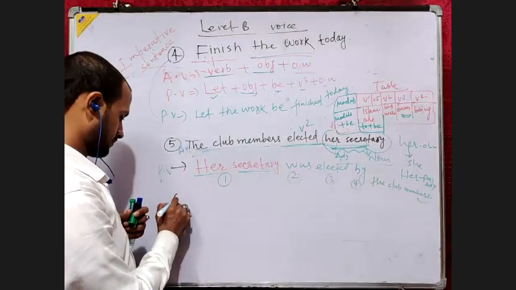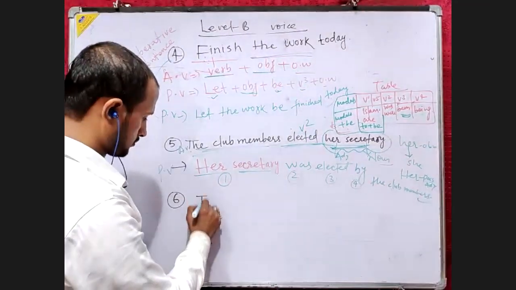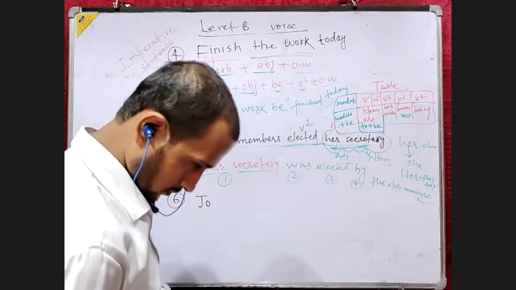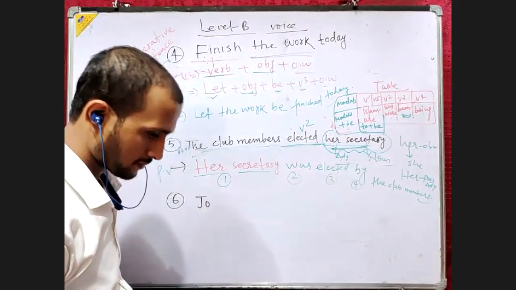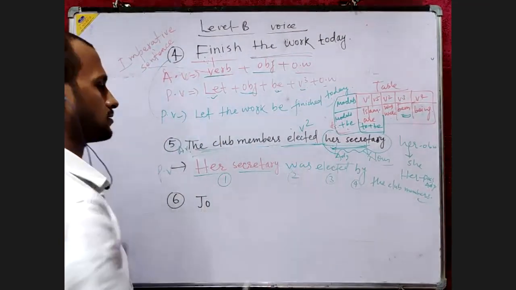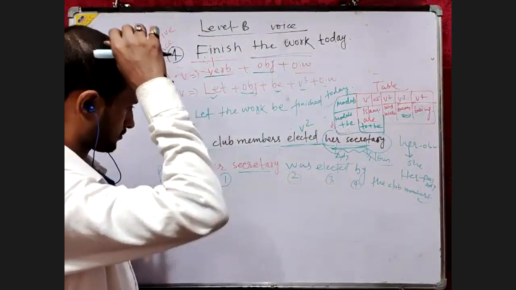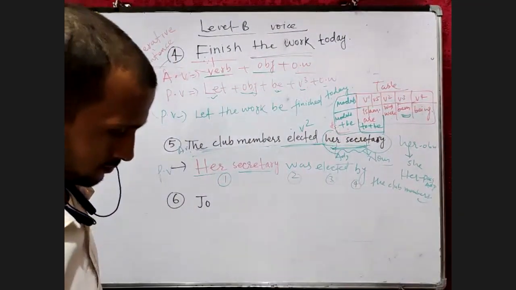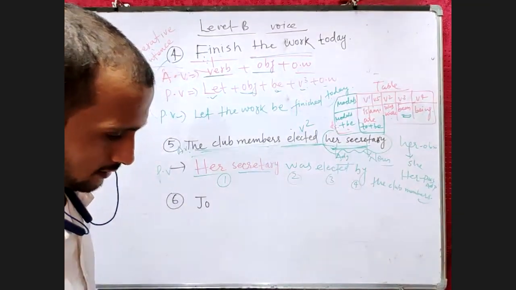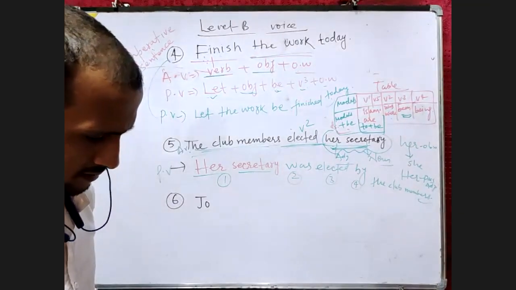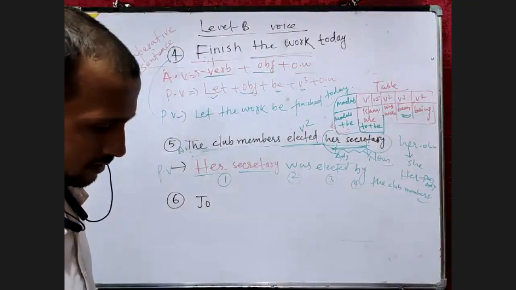Question number 6. Sir, A number or B number? What has the club members? A number. Was has is not possible. A number, different is written, sir. No. The C was elected secretary. Elected secretary. Yes, sir. He was elected secretary by the club members.